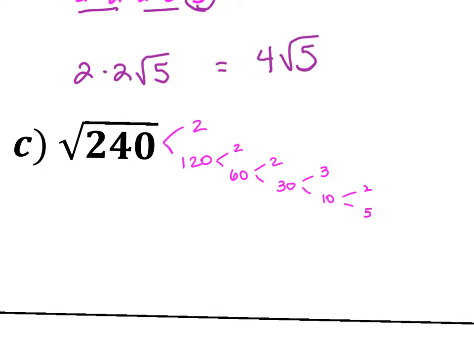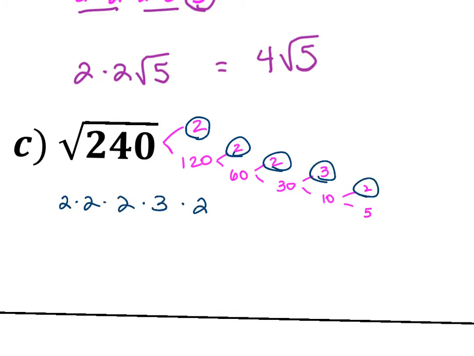Okay, so now I'm going to write out all the numbers that are there. All the dead ends. All the ones that don't have another number coming off of it. That's a 2, a 2, a 2, a 3, a 2, a 5. So I wrote all the ones that didn't get broken down any further. All the dead ends, right?